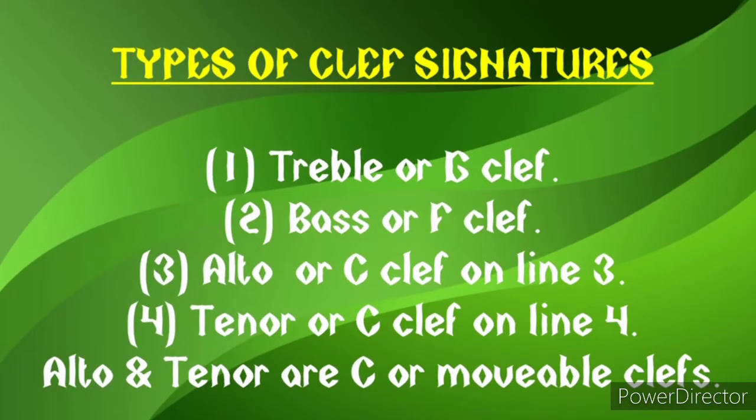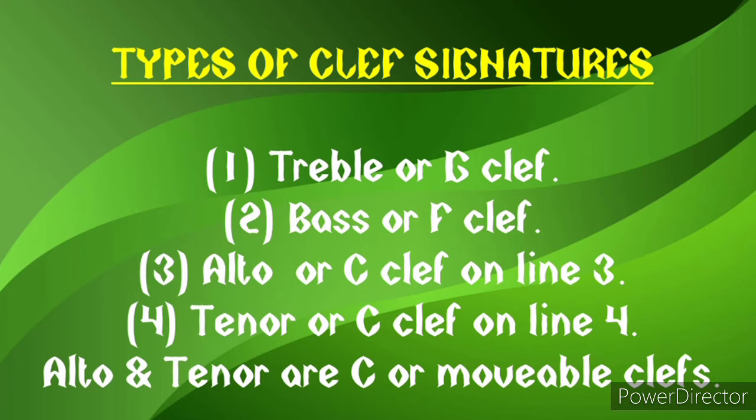Let's look at the types properly. We said types of clef signatures. We have 1, treble or G clef. We are going to see why we call it the G clef. We have 2, bass or F clef. We have 3, alto or C clef on line 3. Take note of that. Then we have the 4th one, tenor or C clef on line 4.